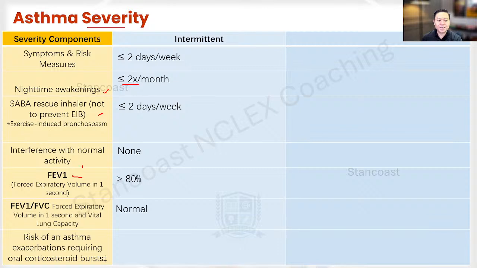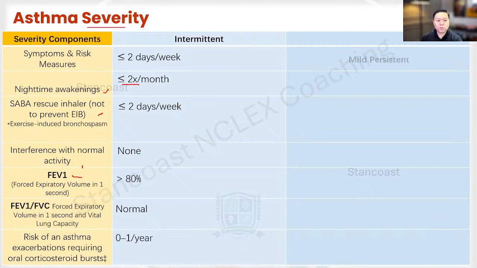However, if we look into the FEV1 and FVC ratio, they're going to have a normal ratio showing that their lungs are in good shape. However, with the risk of asthma exacerbation, let's say the possibility of using oral corticosteroids, they might have some kind of flare-ups, maybe 0 to once every year. Okay, so not too bad for the person with an intermittent type of asthma.